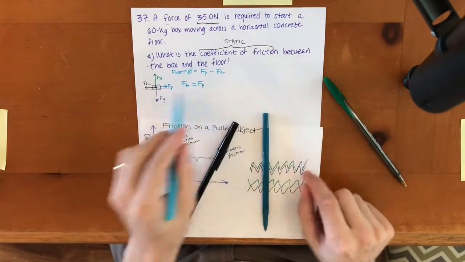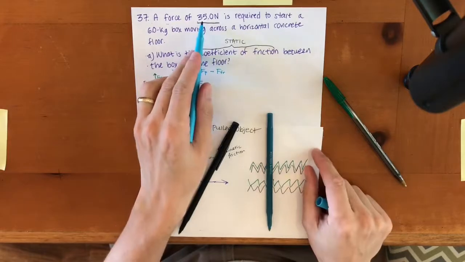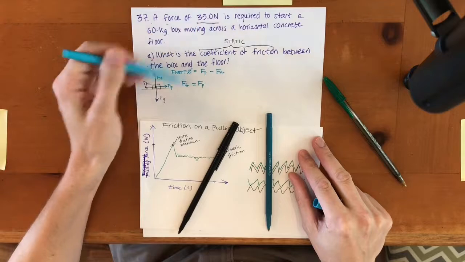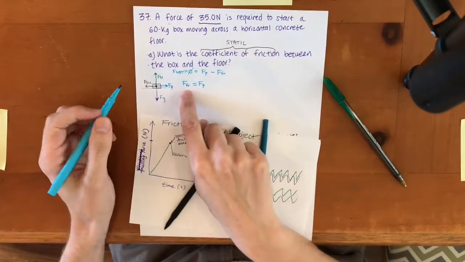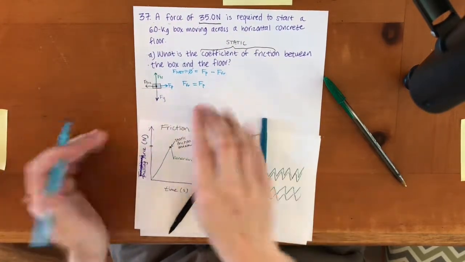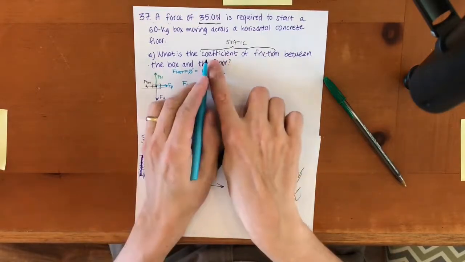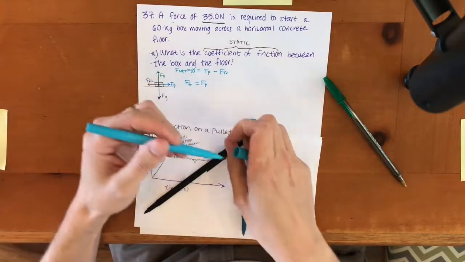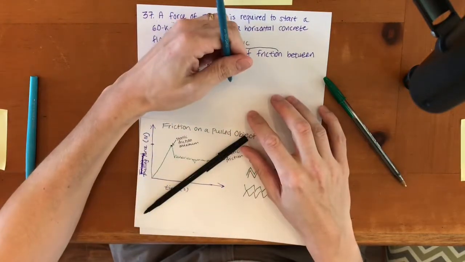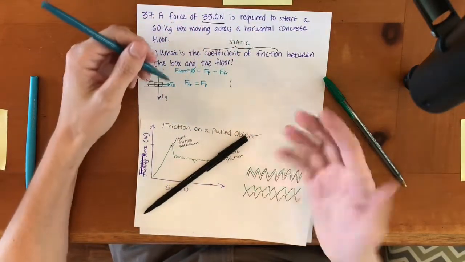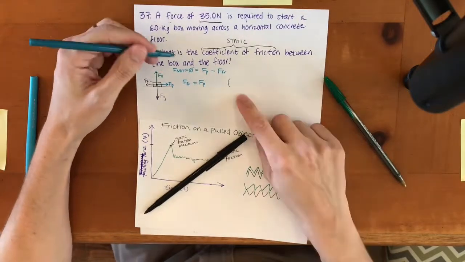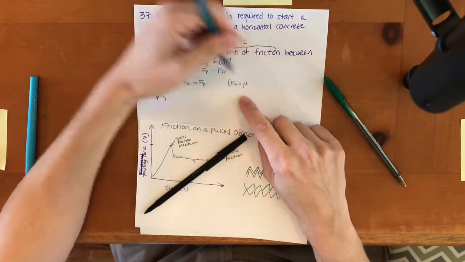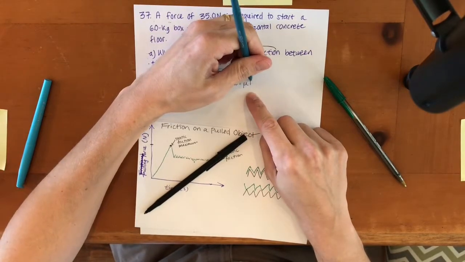Now I can add some more information here. I know that the pulling force is 35 newtons, so the force of friction, I could say, is 35 newtons. But I don't really want to know that. I want to know what the coefficient is. So I'm going to pull this apart a little more. What is the force of friction? It's an equation, and you should know this. It will be given to you on problems and tests, but it's useful to always remember that it's equal to a coefficient times the normal force.